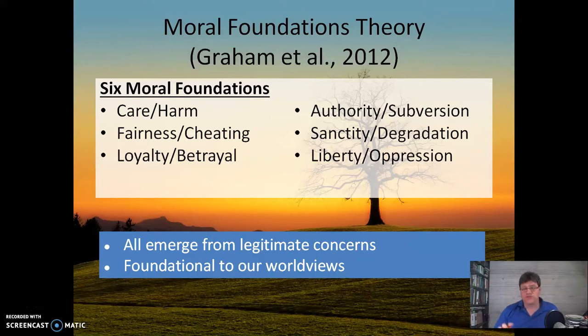Now, each of these moral foundations does come from a certain legitimate basis in seeing the world, trying to address a certain type of concern, and fills a very important role in society. And these moral foundations are fundamental to the way we see the world and how we interact in that world.